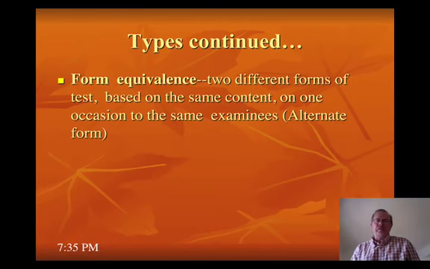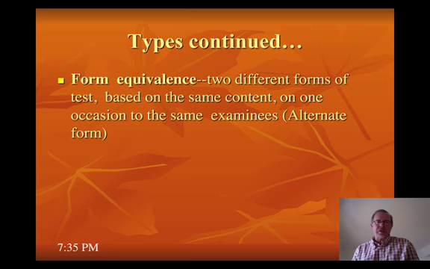Another type, and this is a very common type, is called form equivalence. This is where we have two different forms of the same test. They're based on the same content, and they're given on one occasion to the same examinees. So what we would find is that essentially we have a very long test, say 100 items, that was given to a norm group. And a norm group, of course, is a group of people that the test manufacturer or the test publisher has selected to try out the test. We'll give it to that group, and they'll take all 100 items.